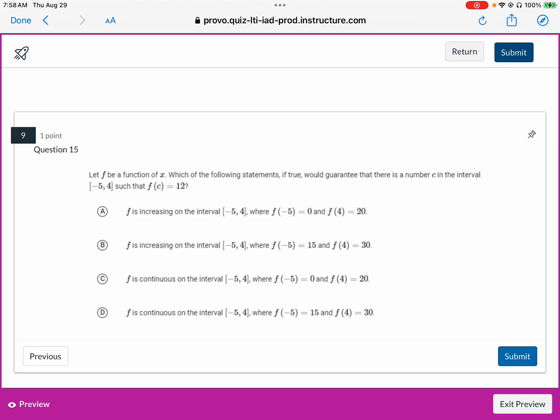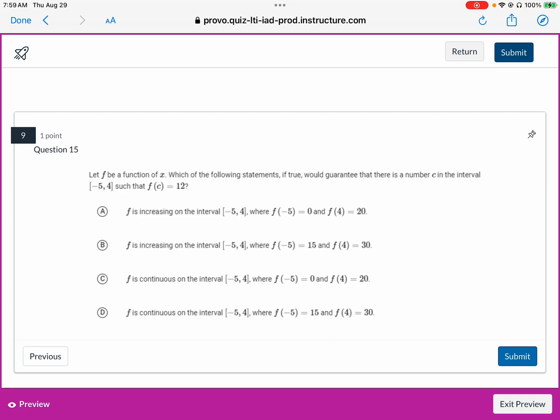And last question, let f be a function of x. Which of the following statements, if true, would guarantee that there is a number c in the interval from -5 to 4 such that f of c is 12? All right, we just said that, right? We need it to be continuous, so that's going to be option C or option D.